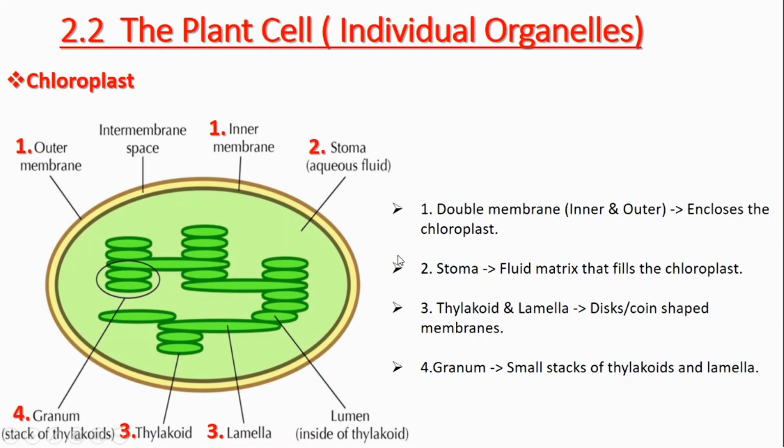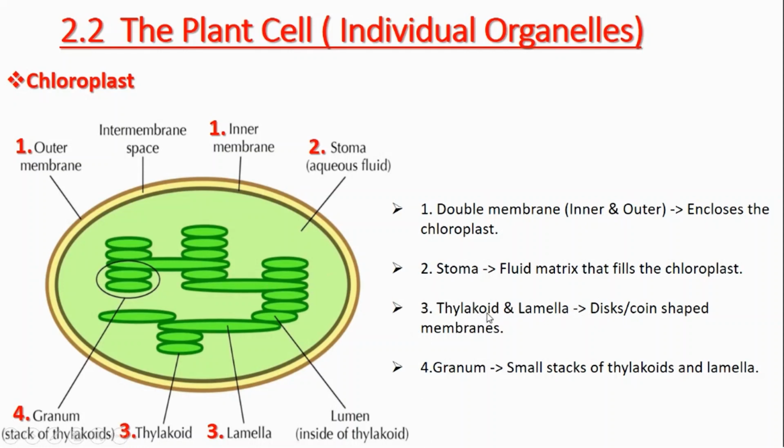And then number 2, we have the stroma. They are calling it an aqueous fluid. You can also call it a fluid matrix. Its responsibility is that it fills the chloroplast. So the chloroplast is filled up with this stroma, which is a fluid matrix or an aqueous fluid. And then 3 and 4 are what we find inside.